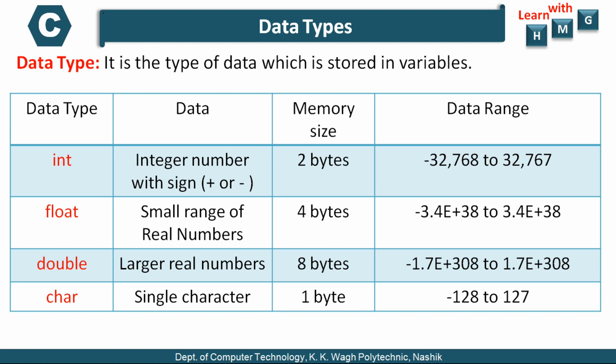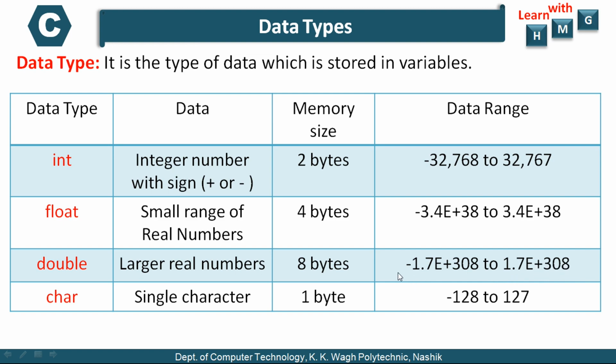Third is the double data type, which is for a somewhat larger range of real numbers. If your number is not within the range of the float data type, then you can go for the double data type, and it occupies 8 bytes of memory. You can see that a very large range is there, minus 1.7 into 10 raised to 308 to 1.7 into 10 raised to plus 308. So this is the range of double, that is a double precision real number or double precision floating point value.